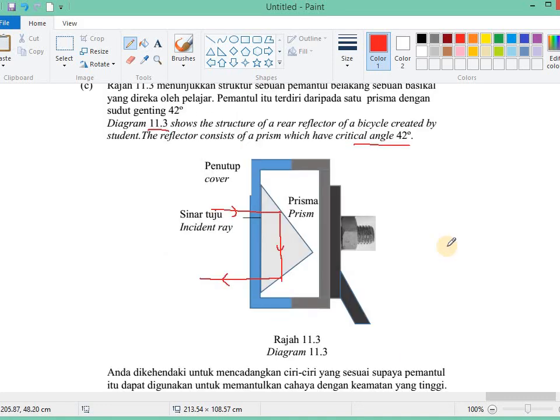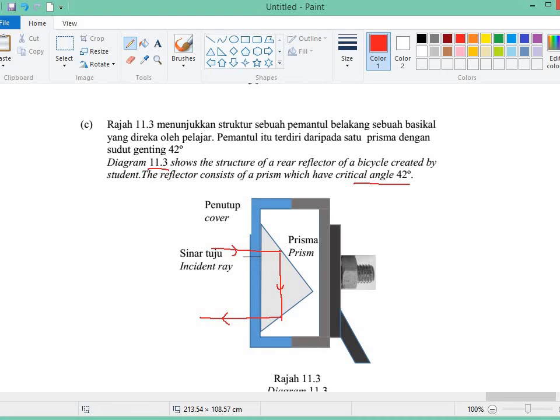You see on the road, there is a reflector that is installed on the road. So the concept is the same, where the light goes into the prism, experiences total internal reflection, and comes back out. Okay?